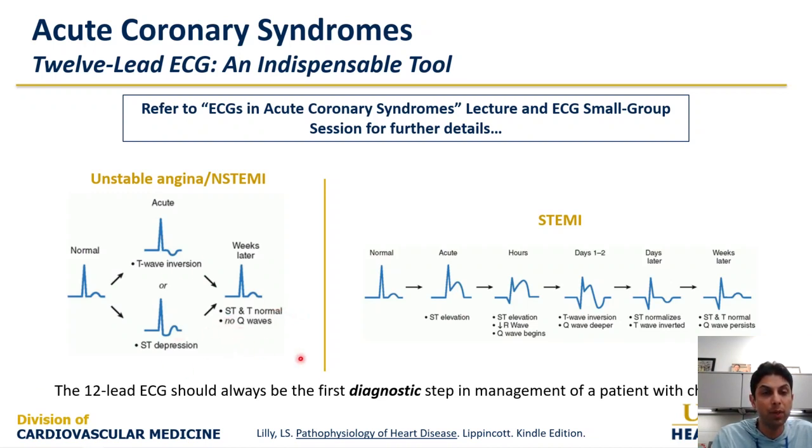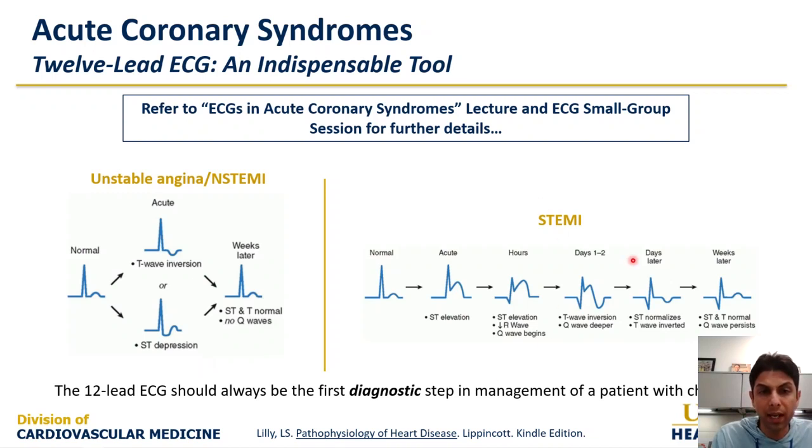We would not expect Q waves with unstable angina because Q waves represent transmural infarction. And with unstable angina, we do not expect infarction because cardiac biomarkers will be negative. They will not be elevated in the bloodstream because infarction hasn't taken place.